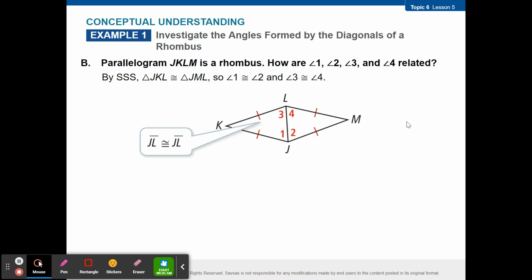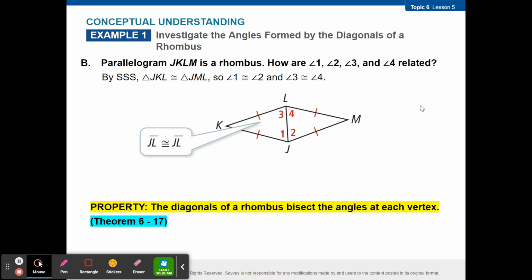Because opposite angles end up being congruent. So in this case, the property of a rhombus is that a diagonal bisects the angle at each vertex. All right, so that's the other property. That's one thing that is not on there if you want to put that in. The diagonals of a rhombus bisect the angles at each vertex. You can add that to your foldable if you want. That's one that's not in there.